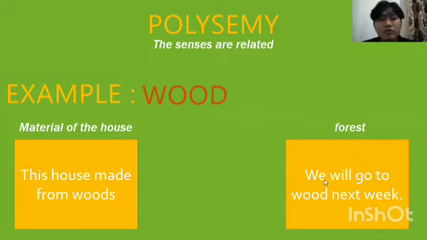go to the example. Saya akan langsung mengarah kepada contoh agar kita lebih mudah memahaminya. Jadi, I take the word wood for this polysemy example. The first sentence is, this house is made from wood. The second sentence is, we will go to the woods next week.